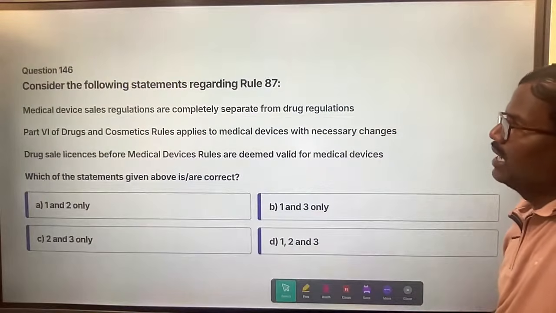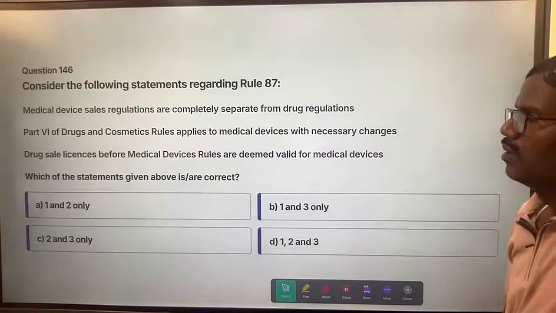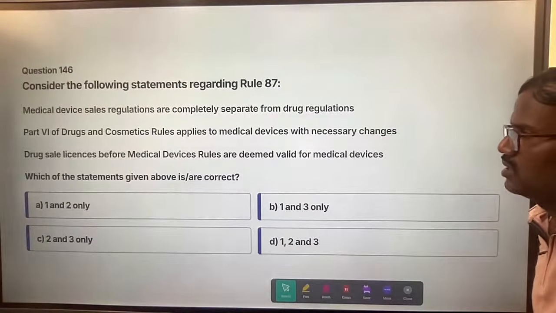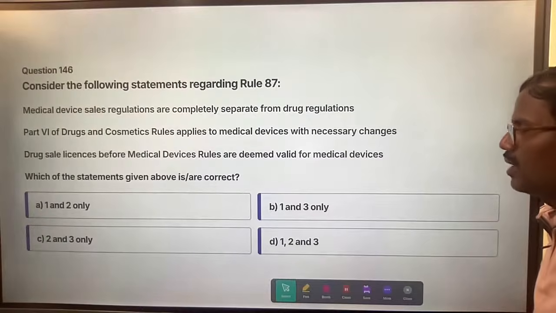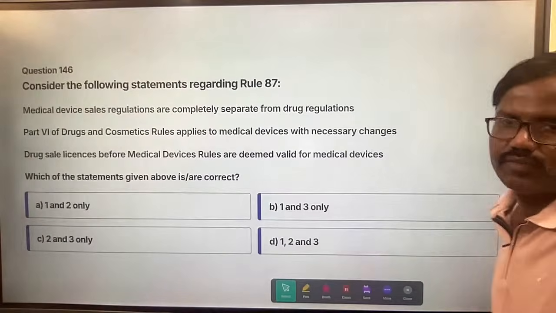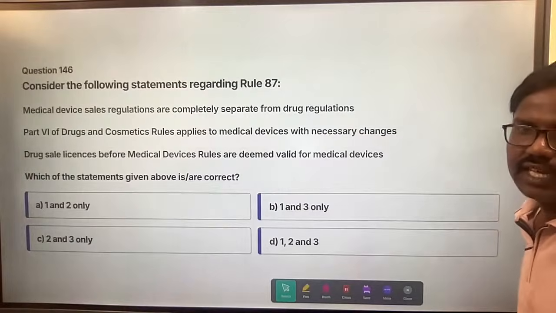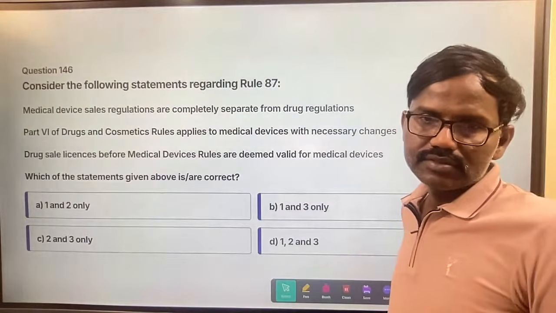Consider the following about rule 87. Medical device sales regulations are completely separate from drug regulations. Part 6 of the DC Act applies to medical devices with necessary changes, and drug sale licenses issued before the medical device rules are deemed valid for medical devices. Which one is correct? Jyotidas, read the question carefully.